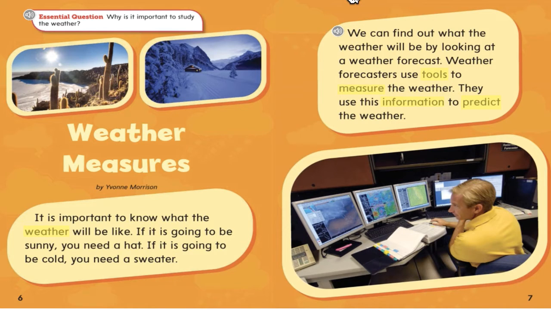Oh, I see that a weather forecaster uses tools, so it must be a person. And as I read on, I see the weather forecasters use information to predict, or to tell, what will happen in the weather. I understand now. A weather forecaster is a person who tells us what the weather will be.